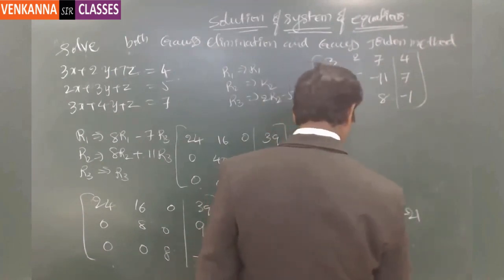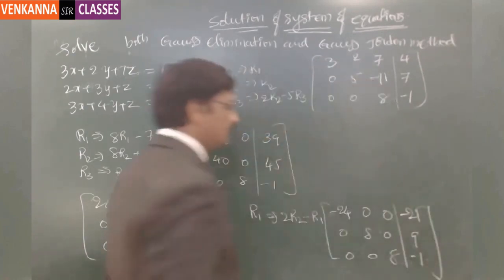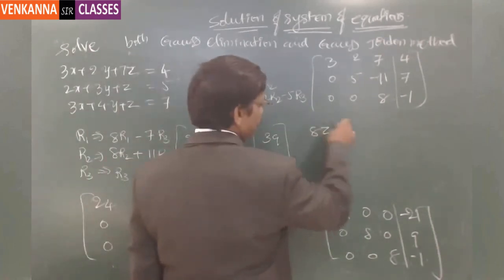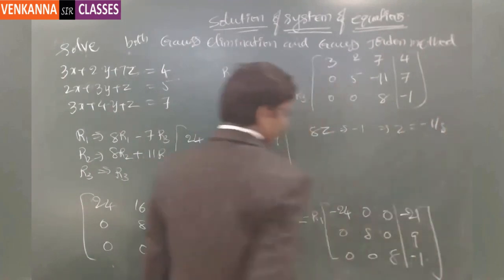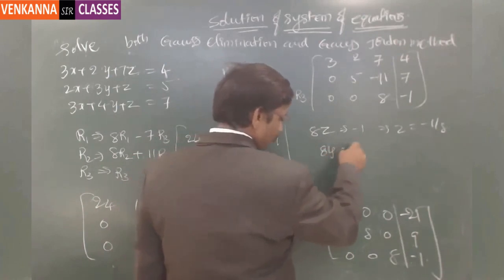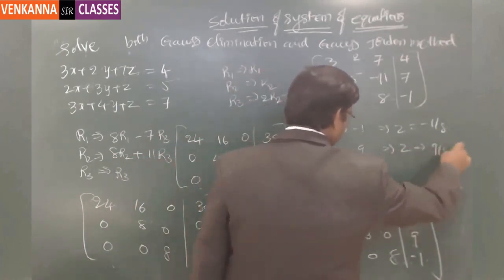0, 8, 0, 9. 0, 0, 8, minus 1. So these are the values, which is a diagonal matrix now. From this, 8z equal to minus 1 implies z is equal to minus 1 by 8. And similarly 8y is equal to plus 9, it implies y is equal to 9 by 8.